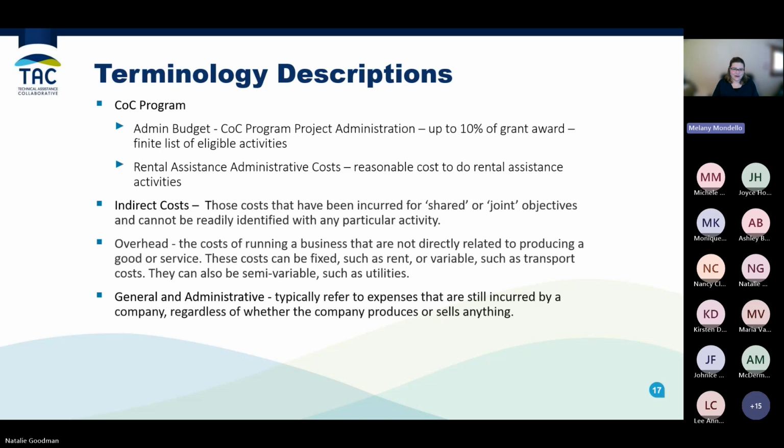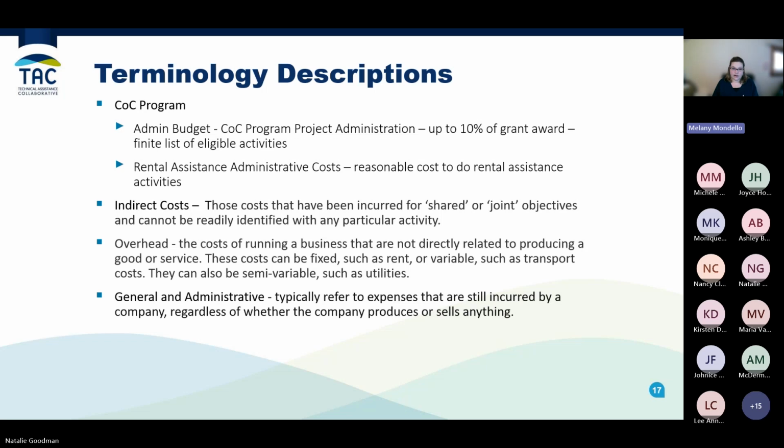Overhead, this is the best definition that I could find about what overhead is. This is a term that people use to talk about the things that are fixed, right? No matter how many grant awards you have or how many projects you have, you have rent for your office space, you have utilities. Maybe you have transportation costs depending on the type of agency. You have, like I said, the utilities for the office space. This is a general term that isn't used in the federal regulations. It's just more of a descriptor for how people talk about agencies.